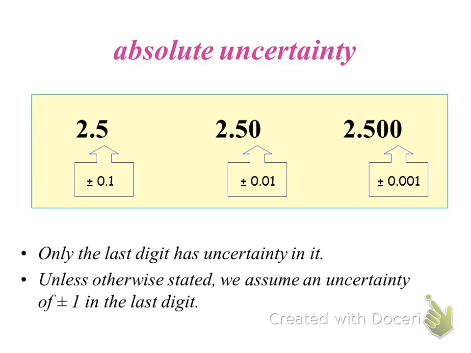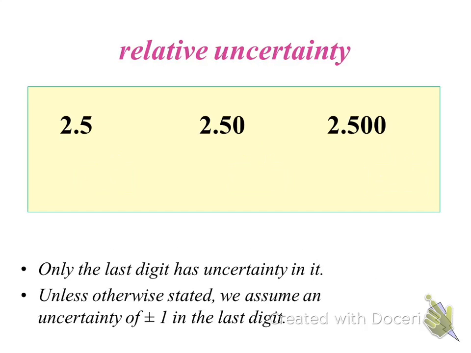So, to get the relative uncertainties, what we do is we take the measurement and we divide it by the uncertainty. The measurement divided by the uncertainty, and the measurement divided by the uncertainty. Okay. So this is 2.5 divided by 0.1, which is 1 divided by 25. You okay with that? Move the decimal over? Okay, good. The same here. 2.50 divided by 0.001.